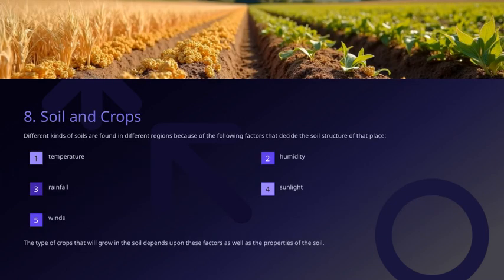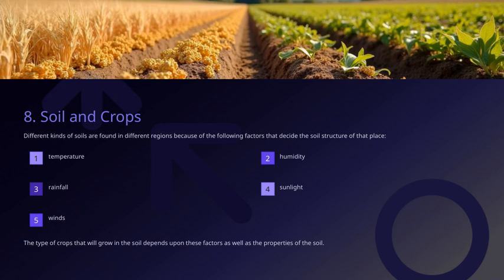Let's talk about soil and crops. Different kinds of soils are found in various regions, and this variation is mainly influenced by a few important factors. First, temperature plays a significant role because it affects how soil forms and how nutrients are available. Next, rainfall is crucial, as it impacts soil moisture and helps determine the soil's texture and fertility. Winds also matter, since they can cause erosion and shape the soil over time.